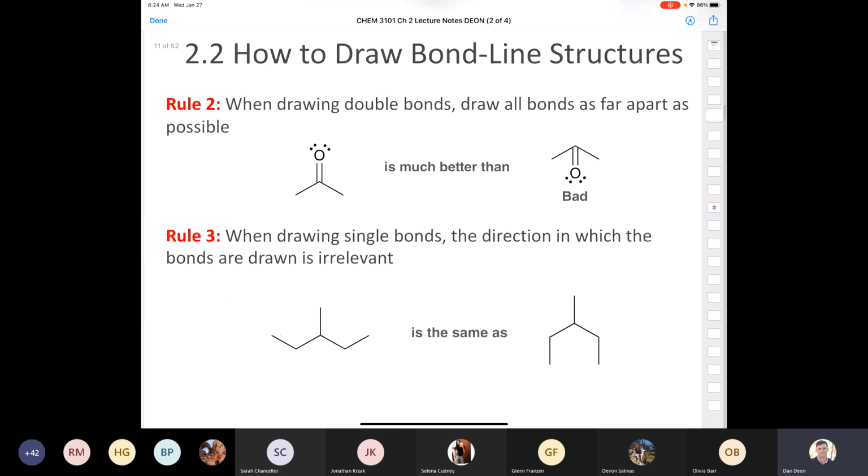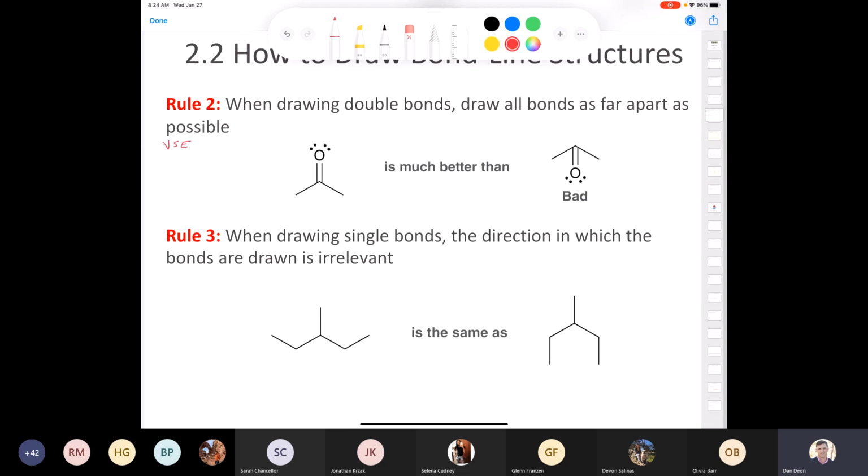It says when drawing double bonds, try to keep all the bonds as far apart as possible. That's just applying your valence shell electron pair repulsion theory. So here you'd want to have a bond angle of 120 degrees. I love this thing where it's like bad. It's a bad molecule. Anyhow, if you're drawing single bonds, the direction in which the bonds are drawn is really irrelevant, because when you have a sigma bond, there's free rotation around this bond and free rotation around this bond. So if you want to draw these pointing down like that, either way, it's going to be representing the exact same thing.